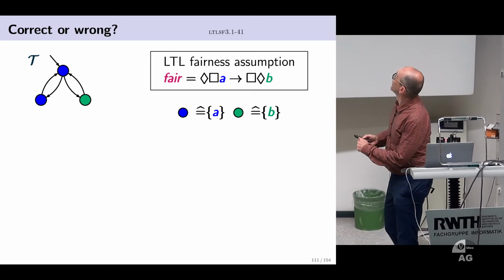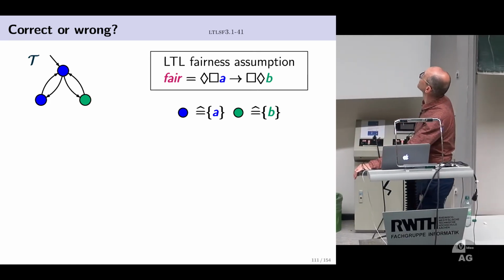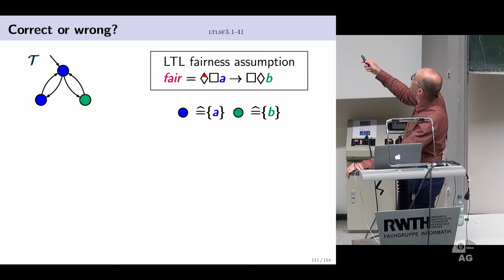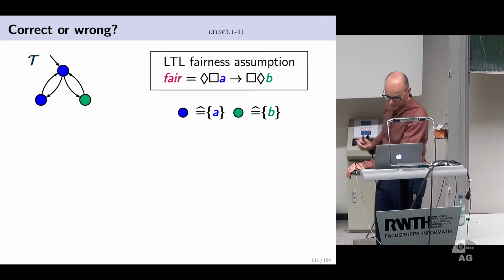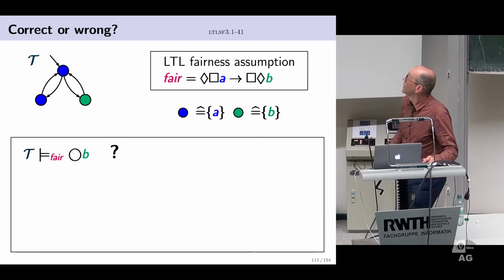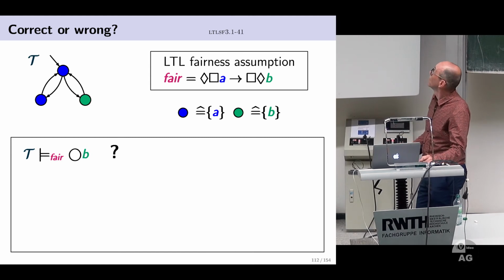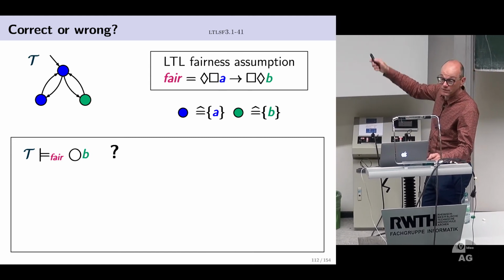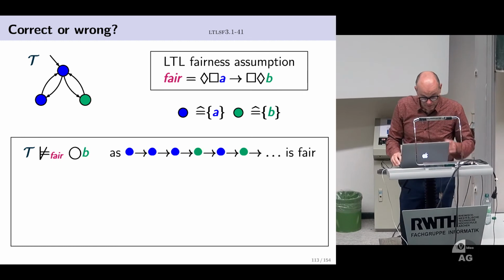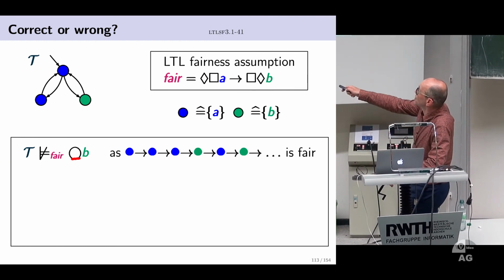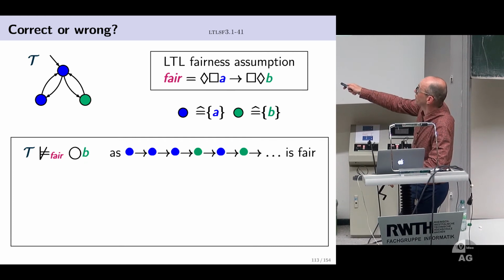Good. So, for instance, look at this transition system. Suppose that we have the fairness assumption: if A holds from some point on continuously, then B holds infinitely often. And we want to check whether T satisfies next B under this fairness assumption. Then this is not the case. Why is this not the case? Well, in order to show that, it suffices to provide a counterexample.